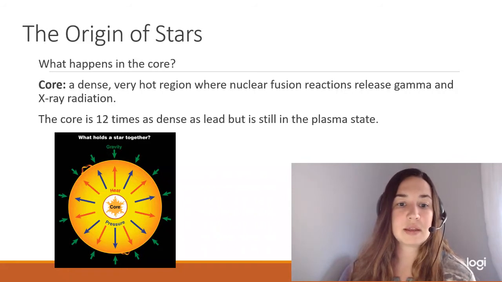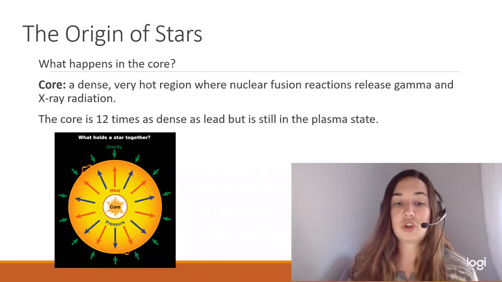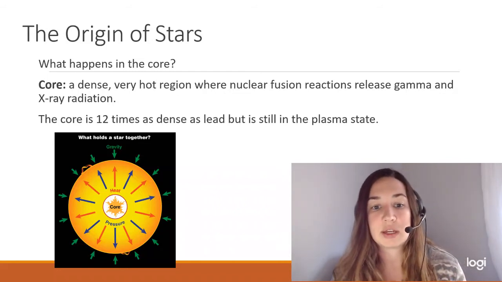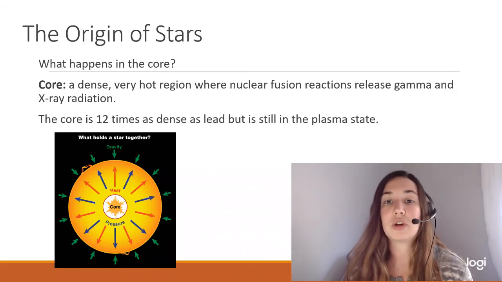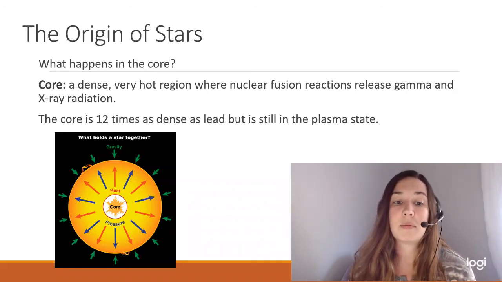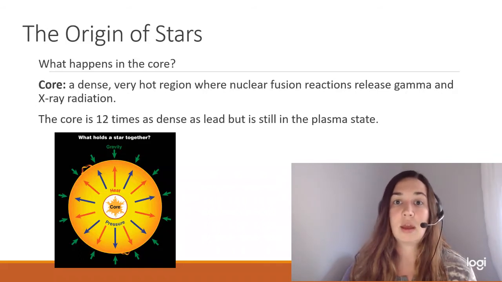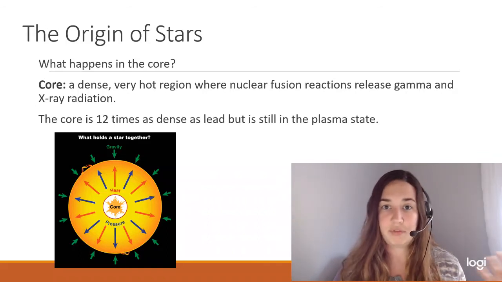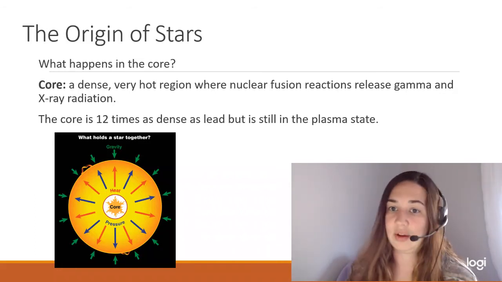And you can see in this image that I've provided on the side here, it shows you what is holding a star together. And so you have our core in the center. You have heat and pressure pushing outward from that core, but you have gravity that's pulling all of the atoms in together. So that's what's kind of holding the star, this big ball of fire and radiation and gamma and X-rays together.